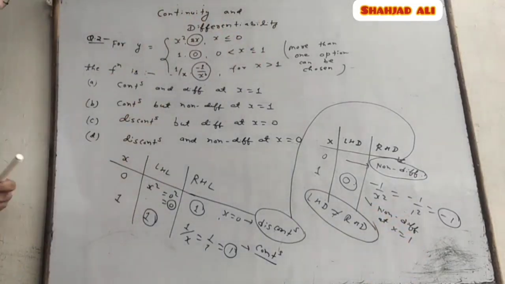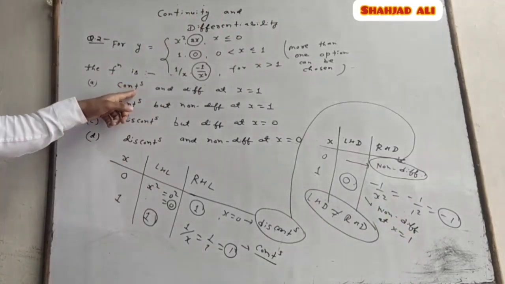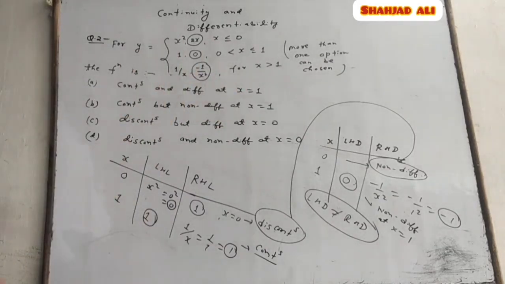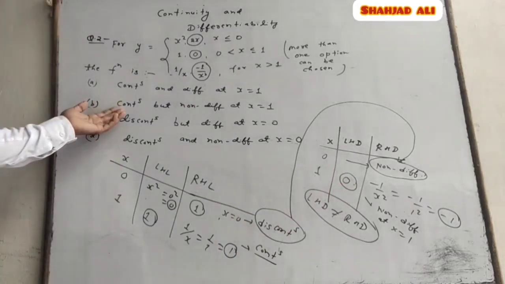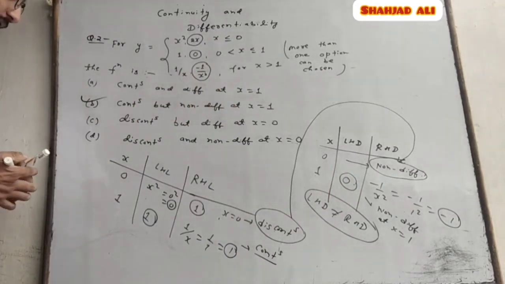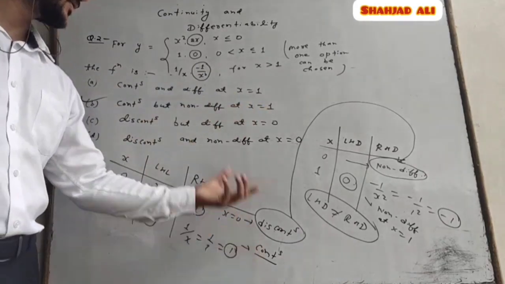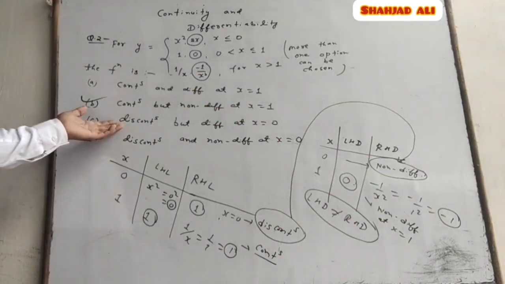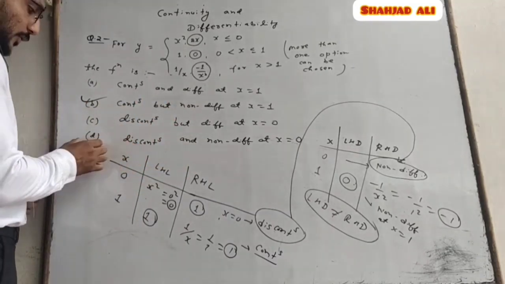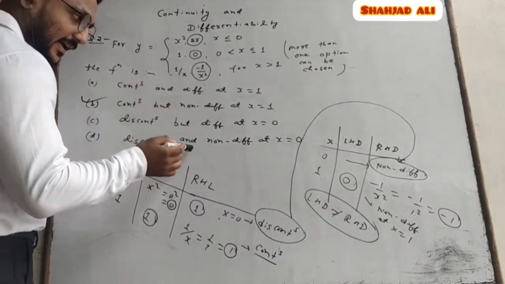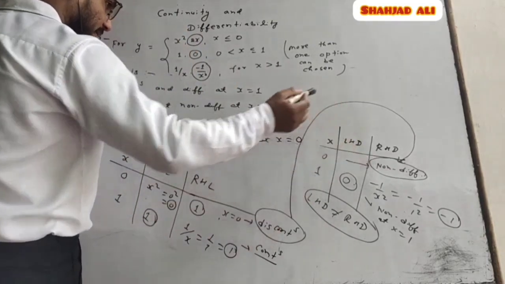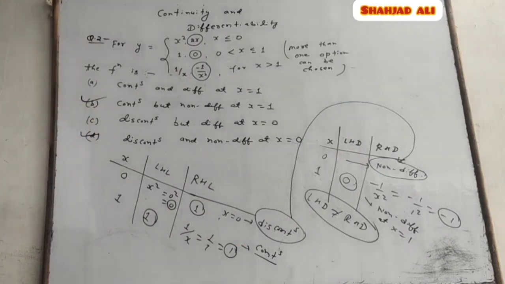Okay, so now check the conditions. It is saying continuous at x equal to 1 and differentiable at x equal to 1. No, because at x equal to 1 it is continuous but not differentiable. Continuous but non-differentiable at x equal to 1, yes, this is the correct one. Discontinuous but differentiable is already eliminated, I have told you many times. Now the fourth option, discontinuous and non-differentiable at x equal to 0. Yes, at x equal to 0, this function is discontinuous as well as non-differentiable. So here two options are correct.